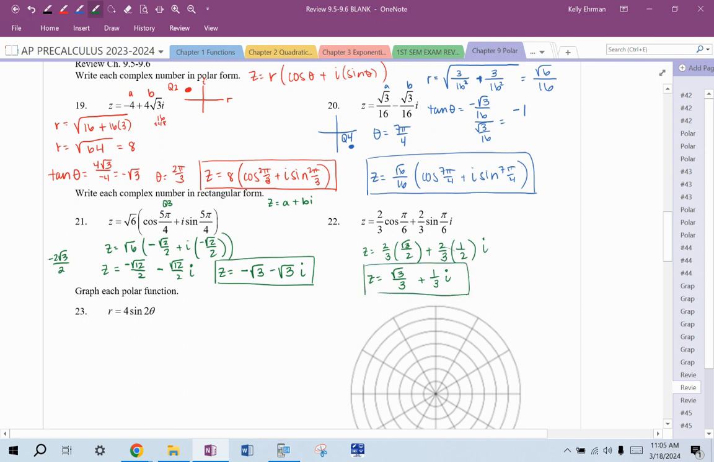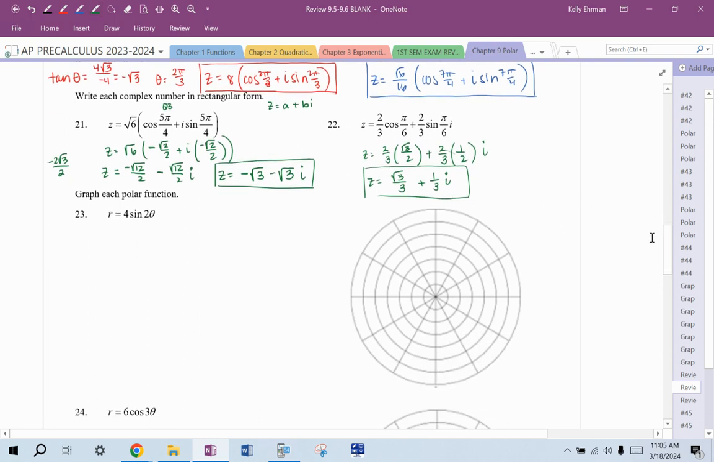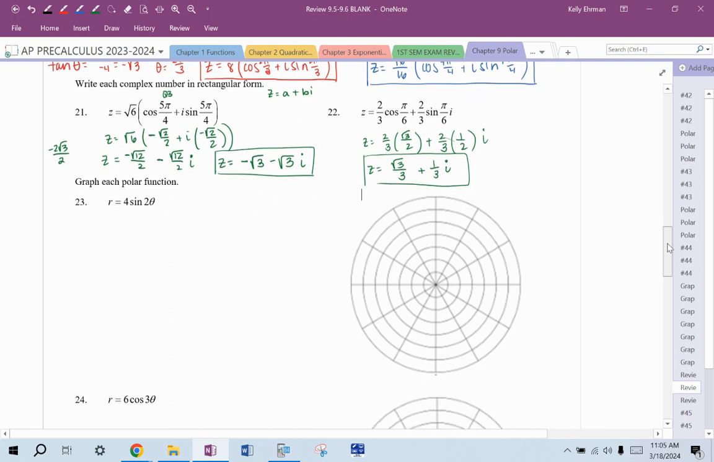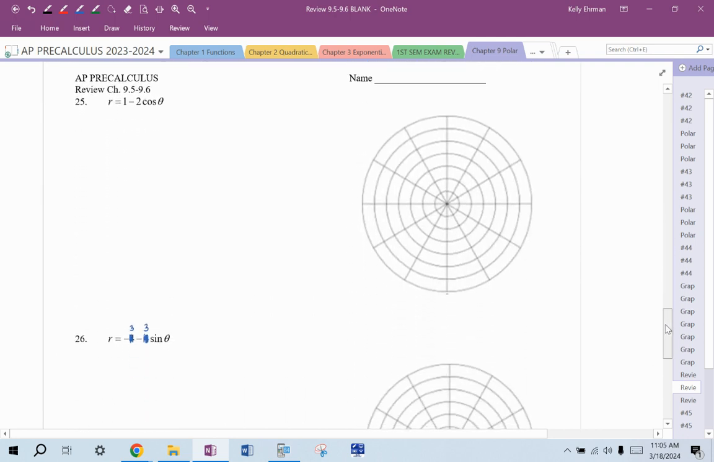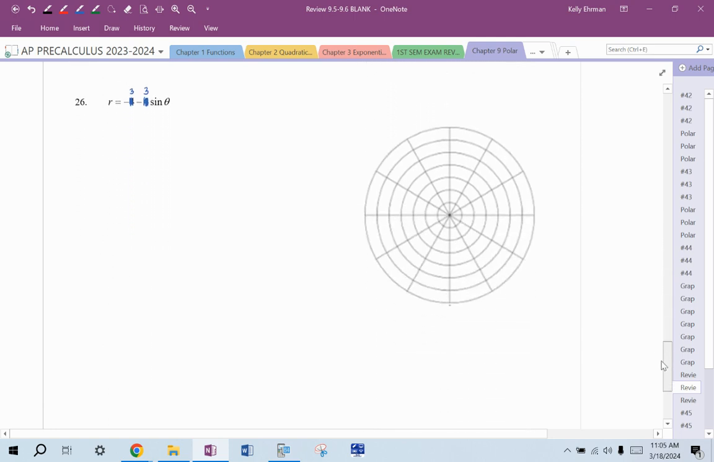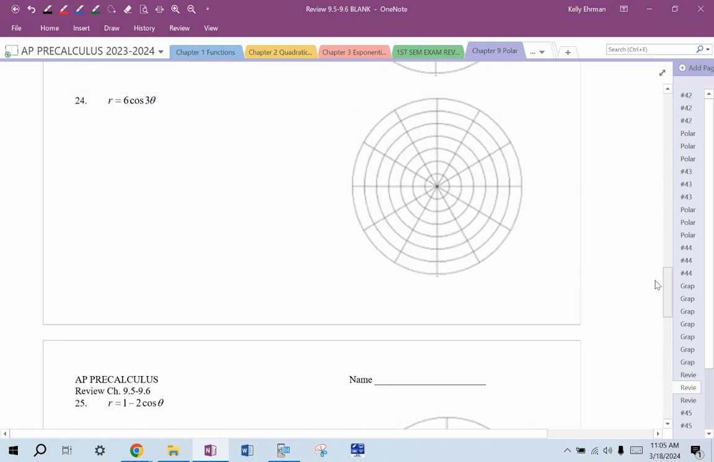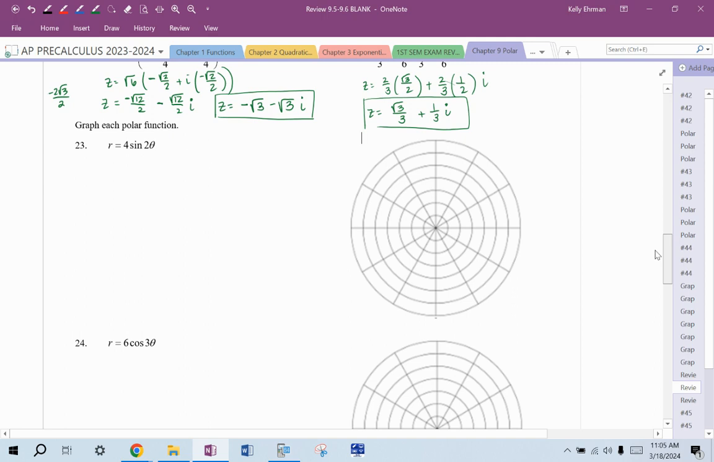Okay, so that finishes our complex number section. And then the last thing that I have on here is a series of graphs. So I've given you a little bit of each. We've got 2 rose curves. Now we've got 2 of these where we need to just kind of make a table and plug in points. But remember, on the rose curves, you can use symmetry to your advantage.